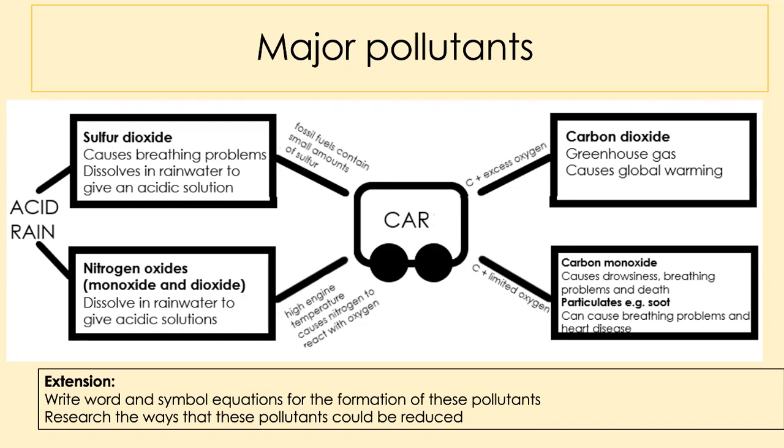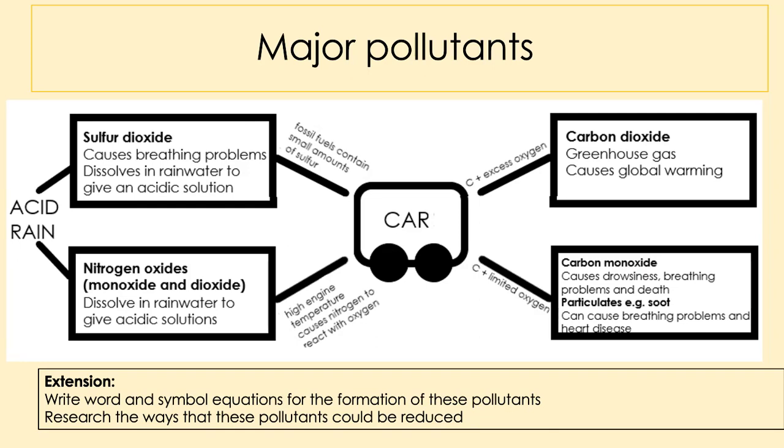As well as acid rain being caused by sulfur dioxide, it's also caused by nitrogen oxides. That doesn't come from the fuel itself, but there are very, very high engine temperatures in the car, and nitrogen and oxygen at room temperature will not react, but at those very high temperatures in the car engine, the nitrogen reacts with the oxygen to give nitrogen oxides. So that's either nitrogen monoxide or nitrogen dioxide. And we can lump them together because they do the same thing. They both dissolve in rainwater and give acidic solutions, which again cause the same problems as sulfur dioxide.